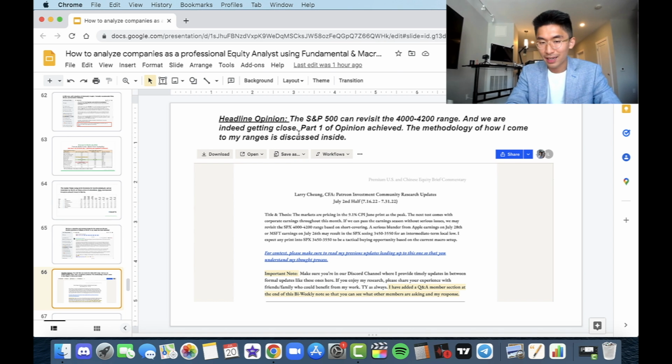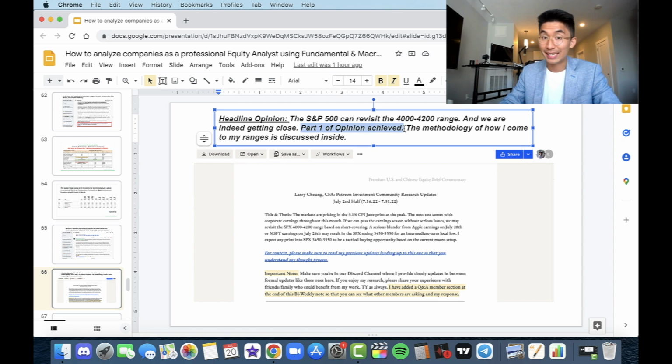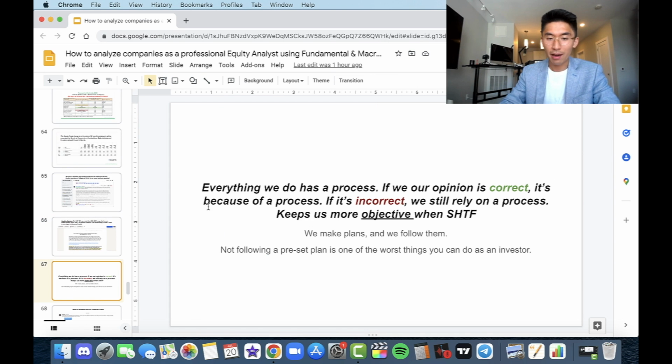And one of the headline opinions that we've shared inside our biweekly report is that the S&P 500 can revisit that 4,200 range. You can see that I published this report on July 16th, and indeed we are getting close to that range. So part one of my opinion is getting achieved. The methodology of how I come to these ranges is discussed inside my community, but I also gave you a very powerful overview of how I do my research. So everything that we do, everything that you do should have a process.